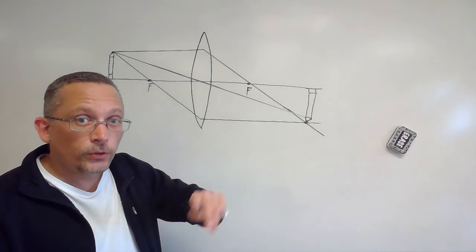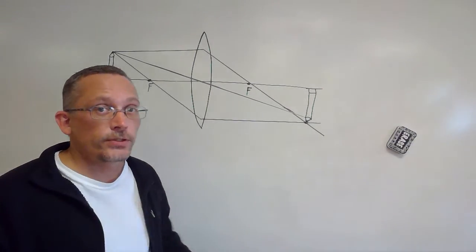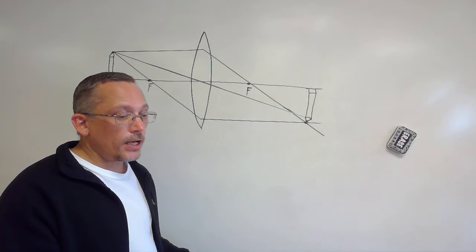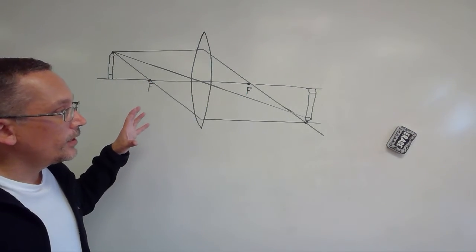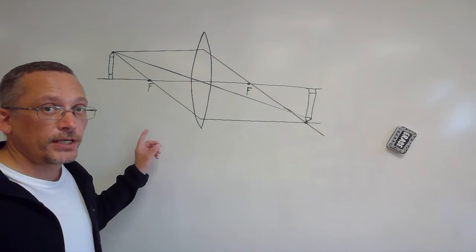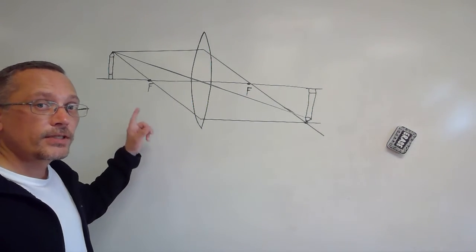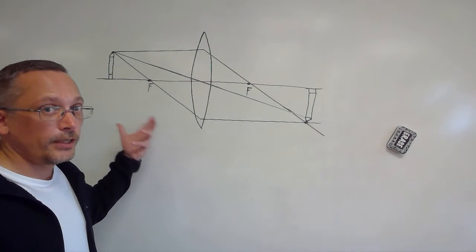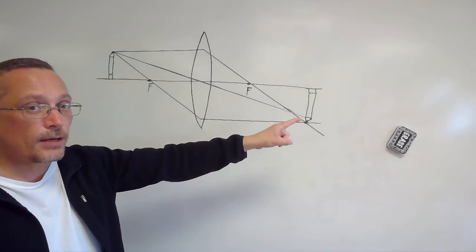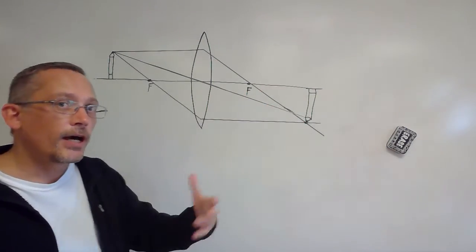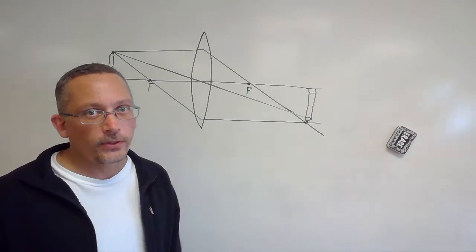Real and virtual with lenses are kind of backwards from mirrors. With a mirror, a real image ends up on the same side of the mirror as the object. For a lens, if it's on the same side as the object, it's a virtual image. Ones that are on the opposite side are real images. These ones can be projected onto a screen. Let me show you.